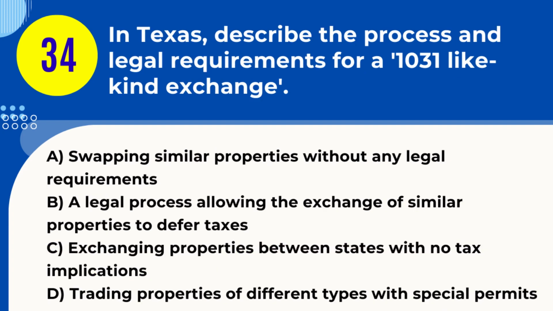Question 34. In Texas, describe the process and legal requirements for a 1031 like-kind exchange. A. Swapping similar properties without any legal requirements. B. A legal process allowing the exchange of similar properties to defer taxes. C. Exchanging properties between states with no tax implications. D. Trading properties of different types with special permits.